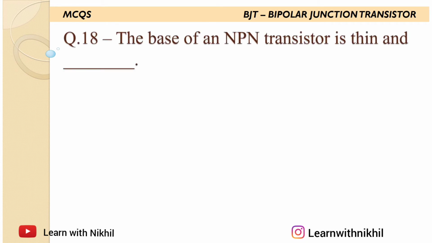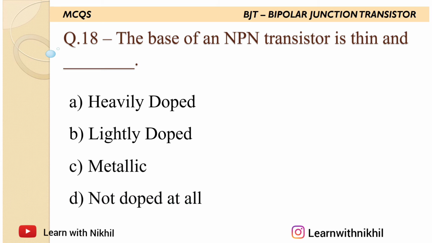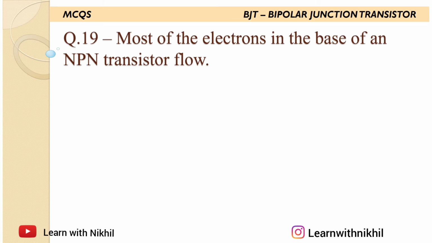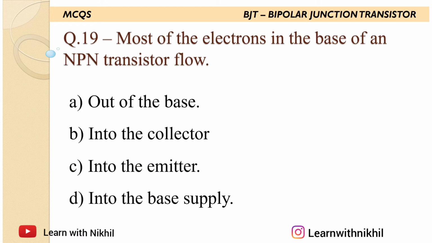Next question. The base of an NPN transistor is thin and A, heavily doped; B, lightly doped; C, metallic; or D, not doped at all. And the answer is base region is thin and lightly doped. Next question. Most of the electrons in the base of an NPN transistor flow A, out of the base; B, into the collector; C, into the emitter; or D, into the base supply. And the answer is into the collector.